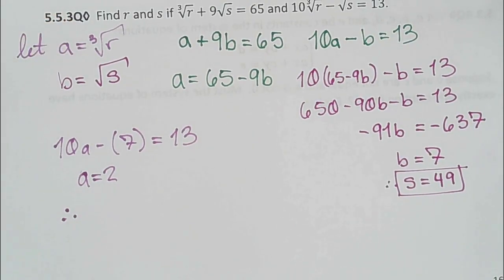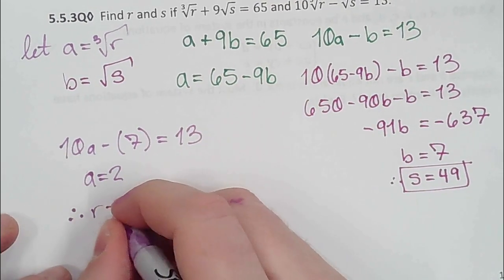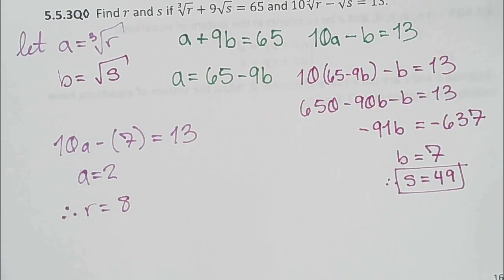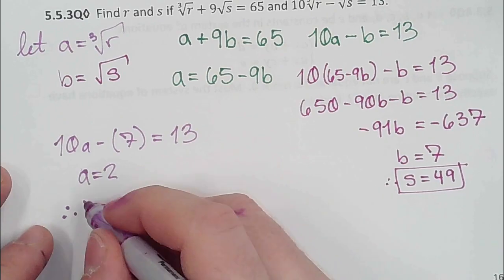In other words, what number times itself 3 times? Let me rephrase that. If I take 2 and times it by itself 3 times, 2, 4, 8. That's what I need for R. The cube root of 8 is 2 because what number times itself 3 times gets you 8? Well, 2. The reverse of a cube. So R is going to be 8.